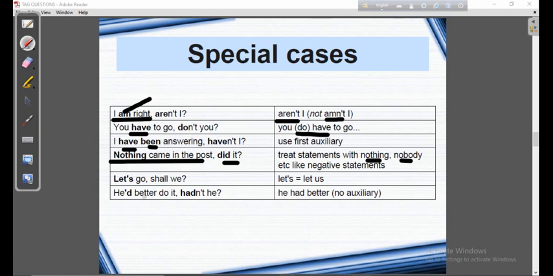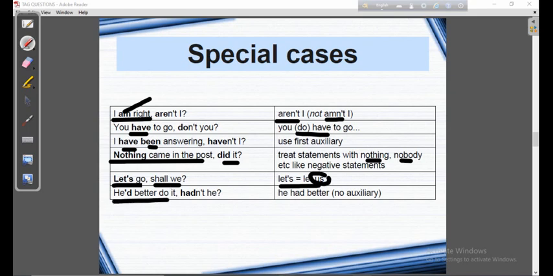Let's go. Let's means let us. Remember, dear students, it's an imperative sentence, and if the imperative sentence becomes let's or let us, definitely the tag question will be shall we. Shall we? Here us means we. It will be shall we.